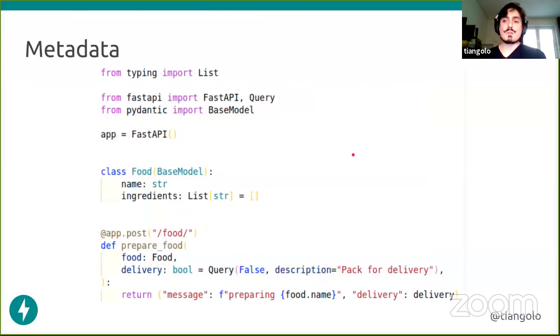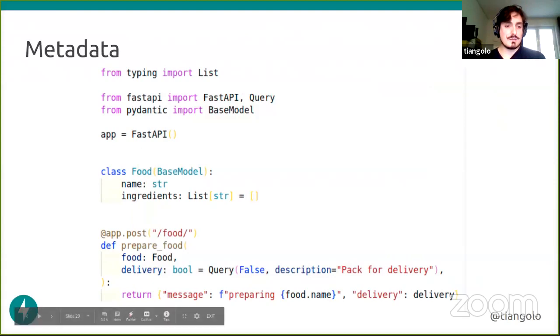Now, let's say that we want to add some extra metadata. Let's say that we want to have this query parameter delivery that is a Boolean. We want to have some information about it. We want to say that the delivery thing will mean that we should pack this food for delivery. So then we can, from FastAPI, import this Query thing here. And then instead of saying that the default value is going to be false, we say now that it is this Query that we are calling. And then we can pass extra information like the description here, pack for delivery.